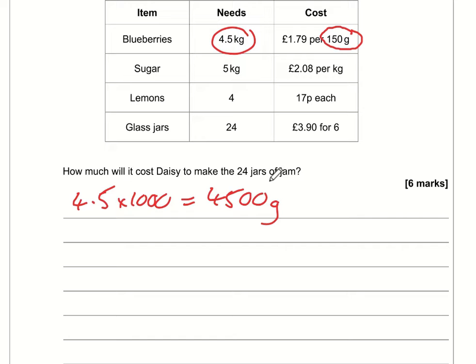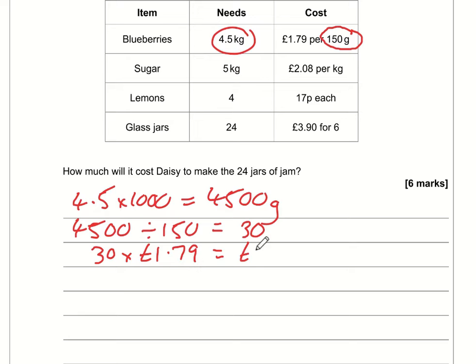So how many 150s are there in 4,500? Well, the calculation is 4,500 divided by 150, and that is 30. So that means it's 30 lots of £1.79, and 30 times 179 is £53.70. So I'll just write that up here, £53.70.